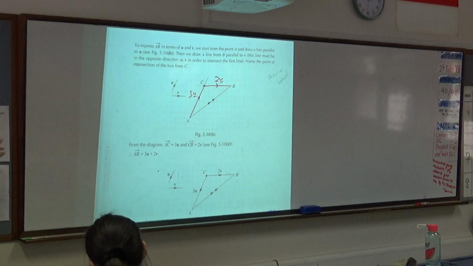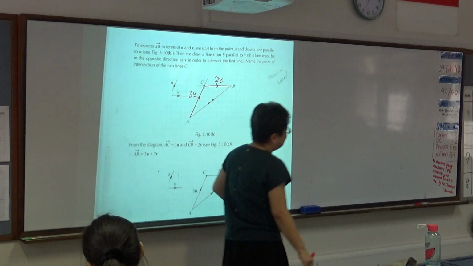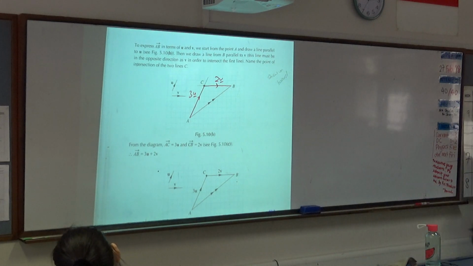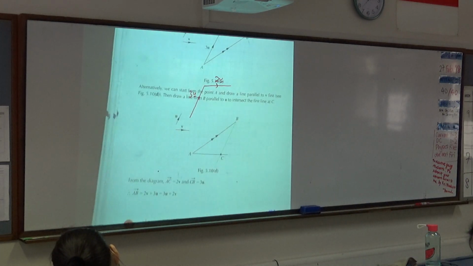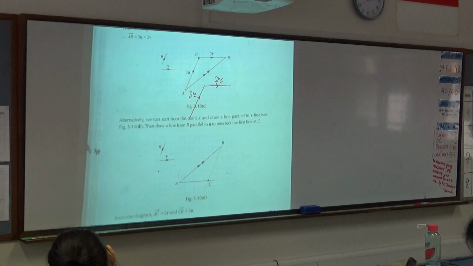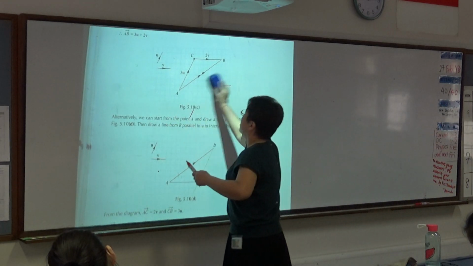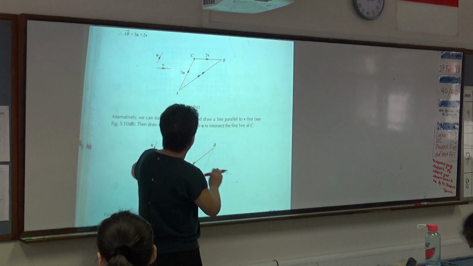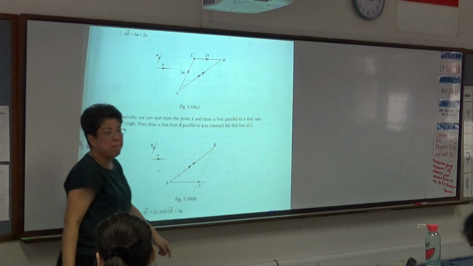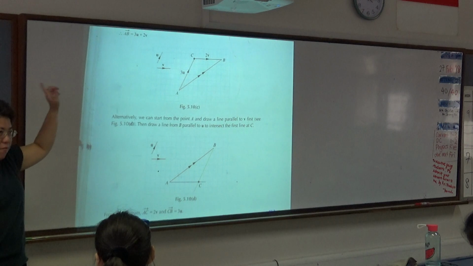Everybody okay? Alright, so after we draw this, then you look at what they did. They do it this way. Can you see it's exactly the same as what I have drawn in red just now? 3U plus 2V. Understand? Okay, now, this is the first way to do it.